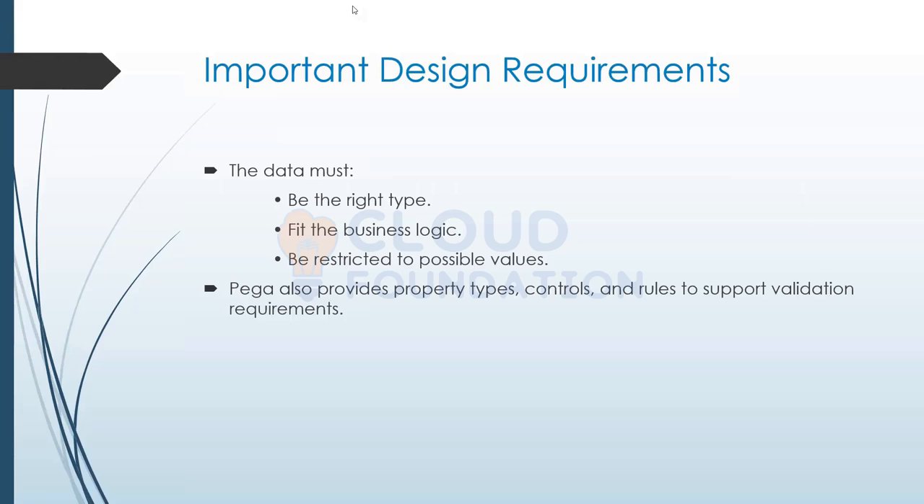The first thing is to be the right type when you are choosing a field or a property. Make sure it is of the right type. That does 50% of the validation. If you want user input related to date, choose the date-only format rather than using a text.